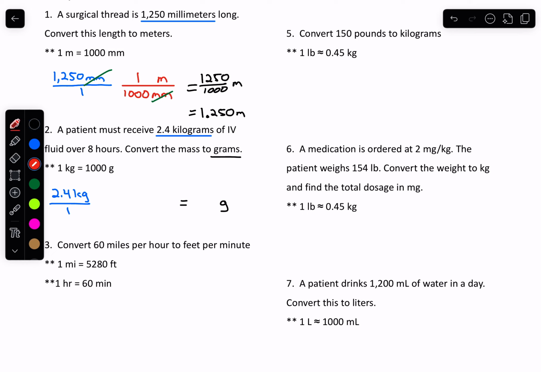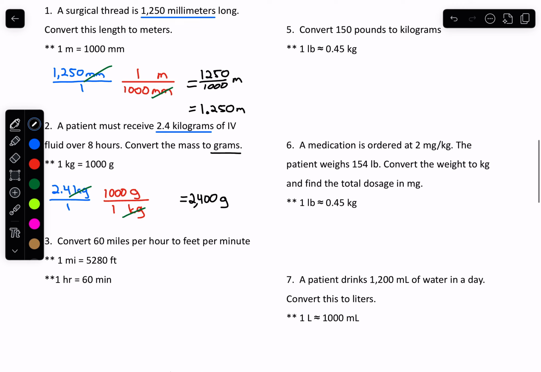And now I need to put a fraction in the middle that will cancel out kilograms and give me grams. So my fraction needs to have grams on top and kilograms on bottom. That way this unit of kilograms is going to cancel. But I need to put the numbers in. I need to make sure that my fraction is equivalent to 1, so it's a unit fraction. So 1,000 grams goes on top and 1 kilogram on bottom. Now, if you notice, all I have to do is multiply 2.4 times 1,000 because the denominator is just 1. When I do that multiplication, 2.4 times 1,000 is 2,400 grams.